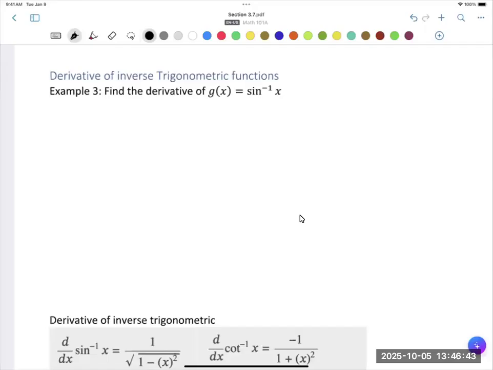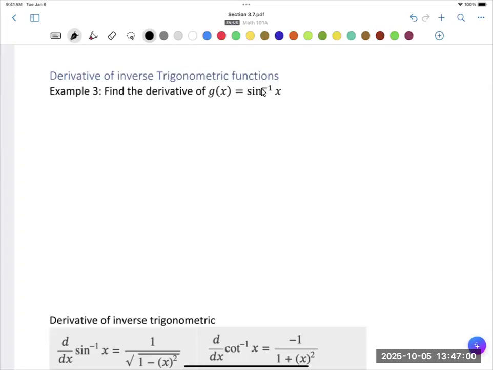All right, now let's take a look. How do we find the derivative of an inverse trigonometry function? We want to find the derivative of g of x equals sine inverse of x. We're going to use the same thing, okay?